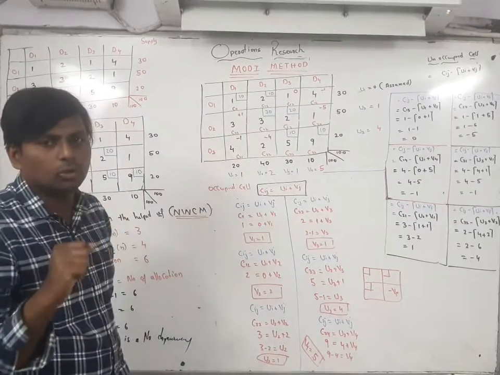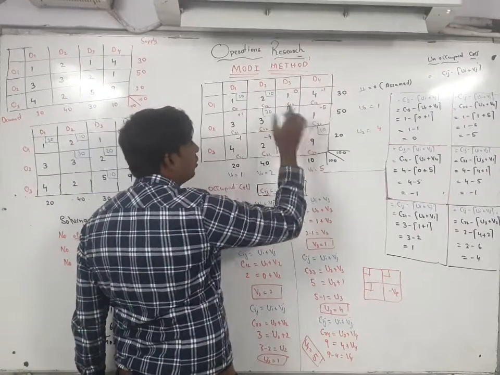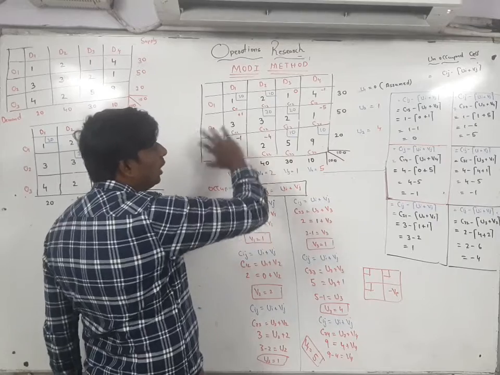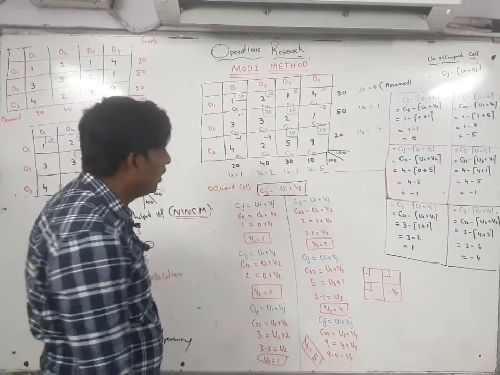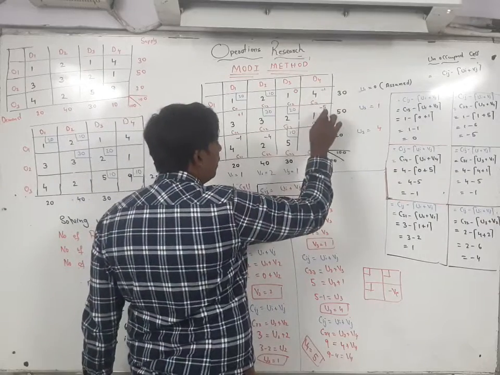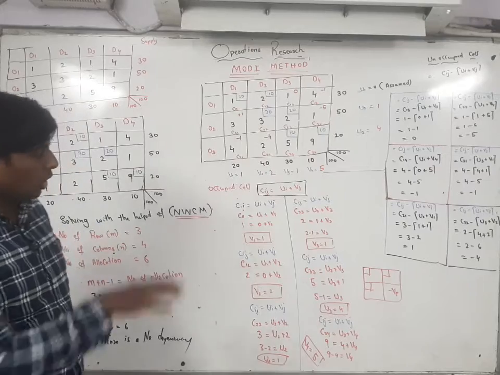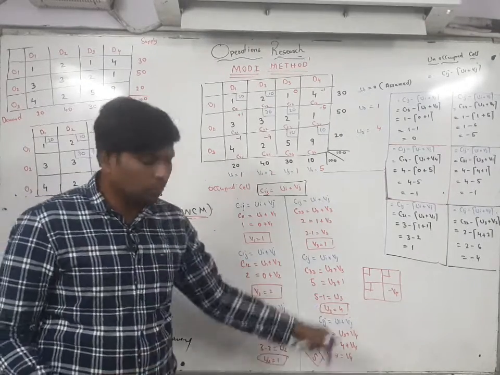Till when do you have to solve this? Till all the values in the unallocated cells are positive. This is positive, this is positive, this is positive. If you are getting all positive, then your problem is over. But here how many negatives are you getting? 1, 2, 3, 4. 4 negatives. So again you have to apply this method only to remove that negative sign. So you have to follow this one.